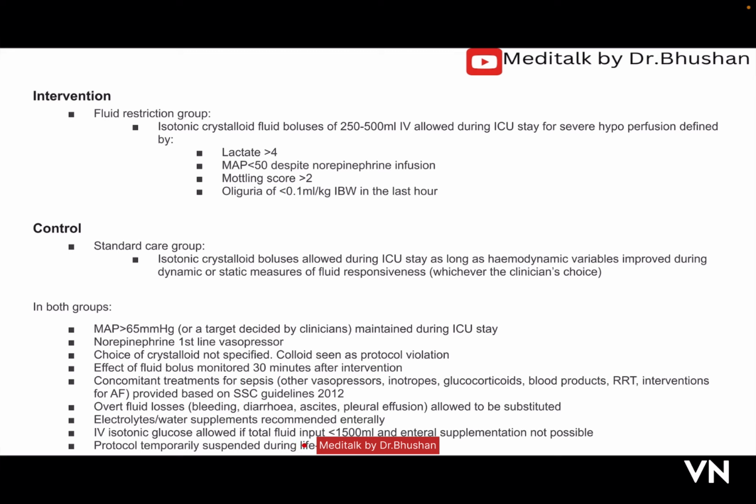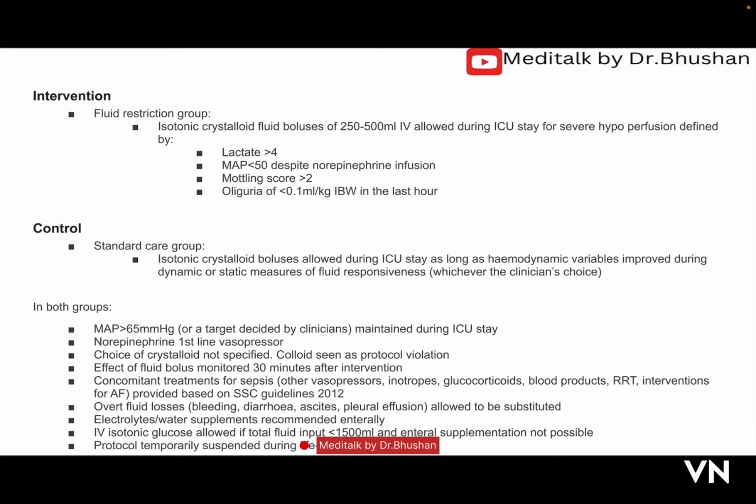Control, the standard care group: isotonic crystalloid boluses allowed during the ICU stay as long as hemodynamic variables improved during the dynamic or static measure of fluid responsiveness, whichever the clinician chose. Management common in both groups: MAP more than 65 mmHg or target decided by the clinician, maintained during the ICU stay.